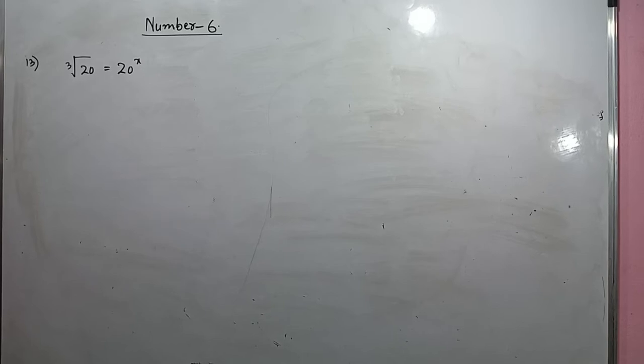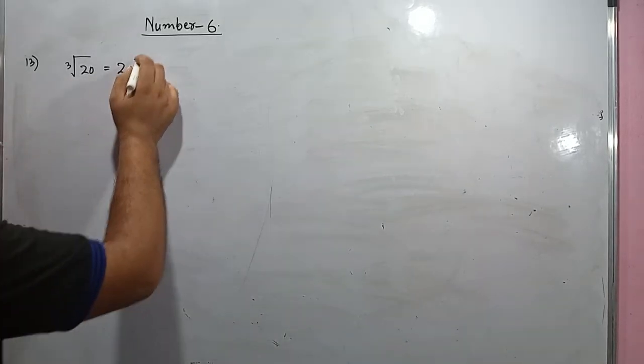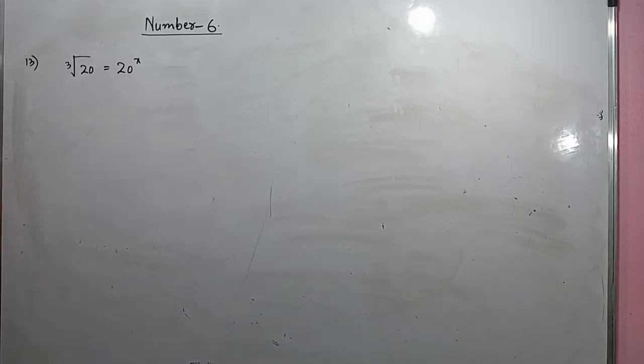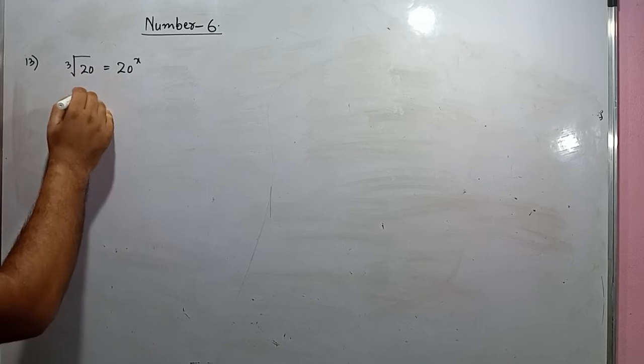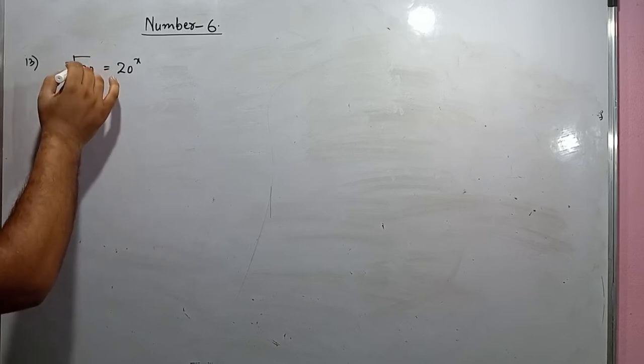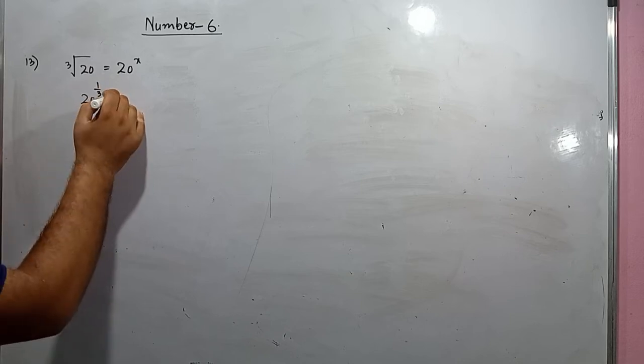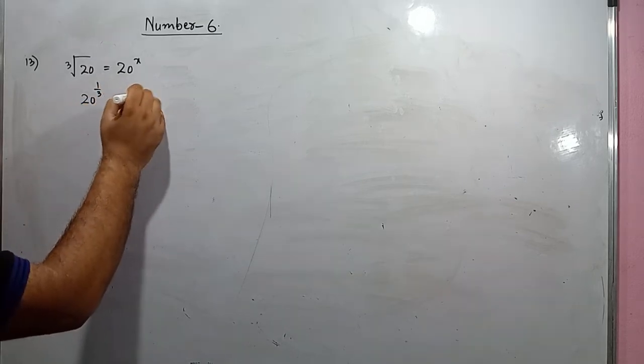Now the question number 13, it is cube root of 20 equals to 20 power x. So the question is written, solve for x. We need to find the value of x. You can see we can write this as 20 to the power 1 by 3. Since this is the cube root, we can write it as a fraction. That's 1 by 3 is equal to 20 power x.